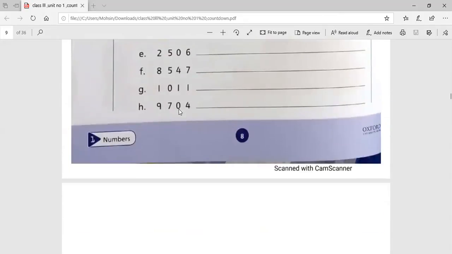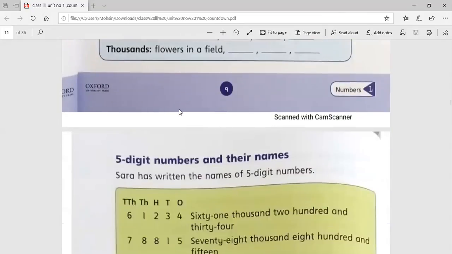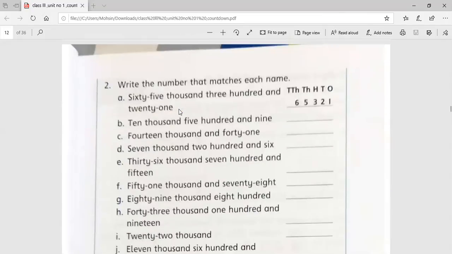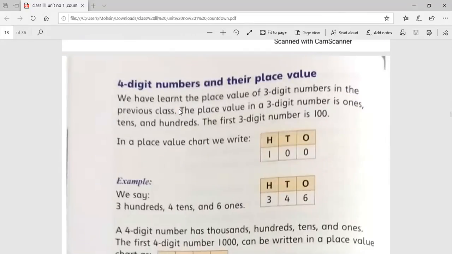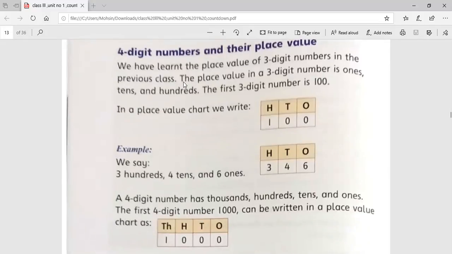Now 6, 7, 8, 9, 10. We did page number 11 in the last class. Now it is the turn of page number 12 today. Today we are going to do page number 12. This is page number 12.